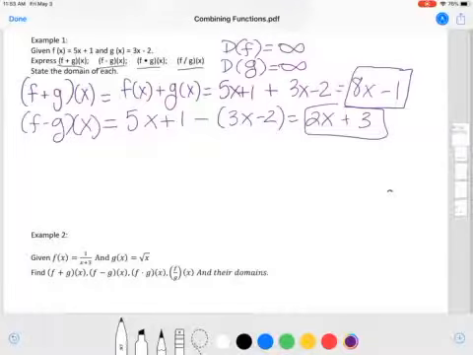And where they overlap with the domains is going to be, of course, all real numbers, right? Because my domain of f is all real numbers. My domain of g is all real numbers. So where the two overlap, what they have in common is all real numbers.